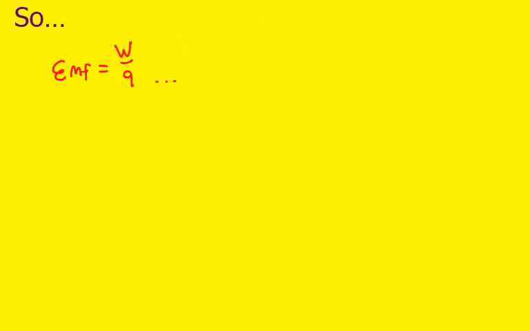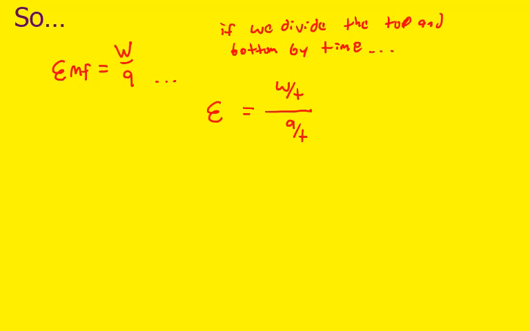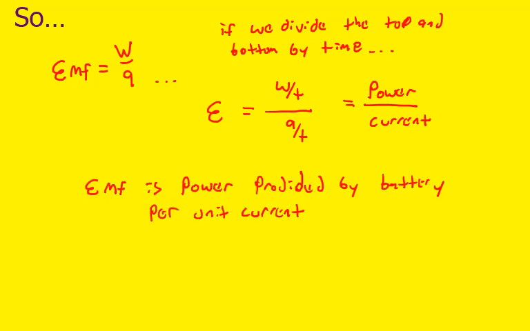All right, so if we talk about EMF, electromotive force, we have a certain amount of work per unit charge. So if we divide the top and bottom by time, we'll have work over time and Q over time, which is fine. We can do that. So we'll have power per unit current. And so EMF is the power provided by the battery per unit current. And that's a way that we can define EMF, and it'll be important to remember that.